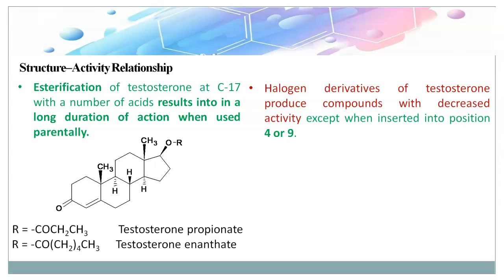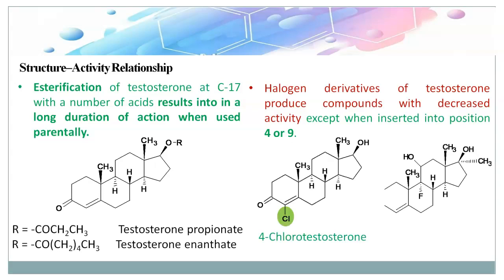Halogen derivatives of testosterone produce compounds with decreased activity, except when inserted at position 4 or 9. The representative examples for this are 4-chlorotestosterone and fluoxymesterone. If you look at this, there is the presence of a halogen, and in 4-chlorotestosterone the chloro group is present at the fourth carbon.